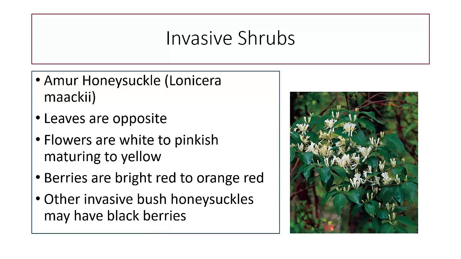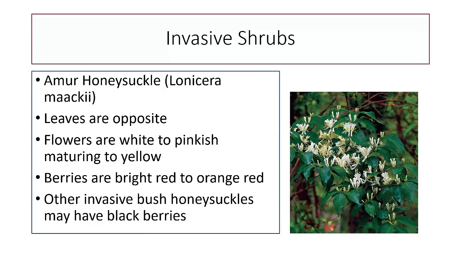The next one that I'm talking about is the Amur honeysuckle, the Lonicera maackii. It has leaves which are opposite to one another, very fragrant flowers, white to pink, maturing to yellow, and this is a bush honeysuckle, not a vine honeysuckle. So it does produce berries, which are very attractive to wildlife, and the berries are red to an orangey color.